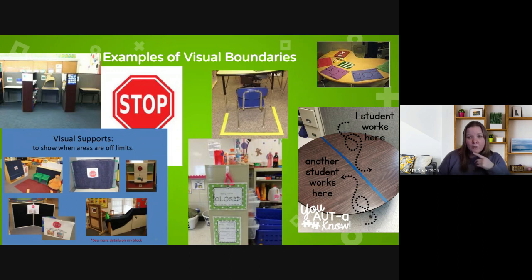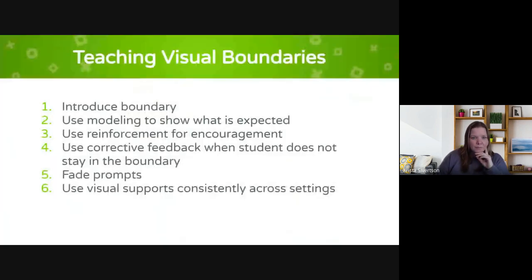In the upper right-hand corner, there's an example of using some placemat jigs for students who need to share one space, but each have a place for their own things in that space. And then stop signs are just one of my favorite visual boundary cues, and it just can help students a lot. And there's just lots of different ways that you can put them in place.